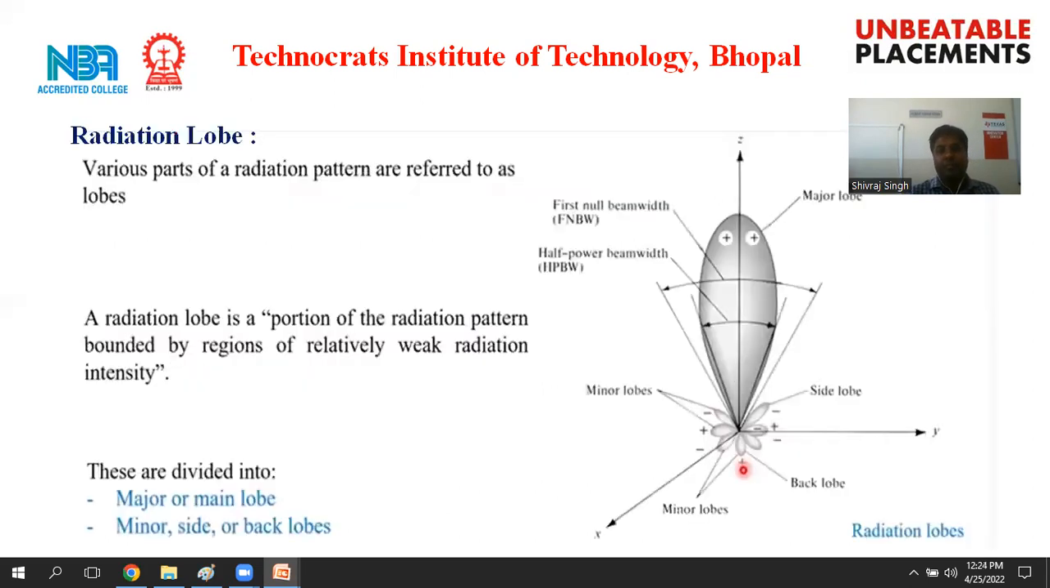In the previous diagram, we can see that the radiation pattern is plotted in normalized form. The maximum value is at this point, the normalized value of 1 power. At the half power point, that is 0.5, we can measure the half power beamwidth. And the first null is here, at the side lobe. The beamwidth between these nulls is known as the first null beamwidth.